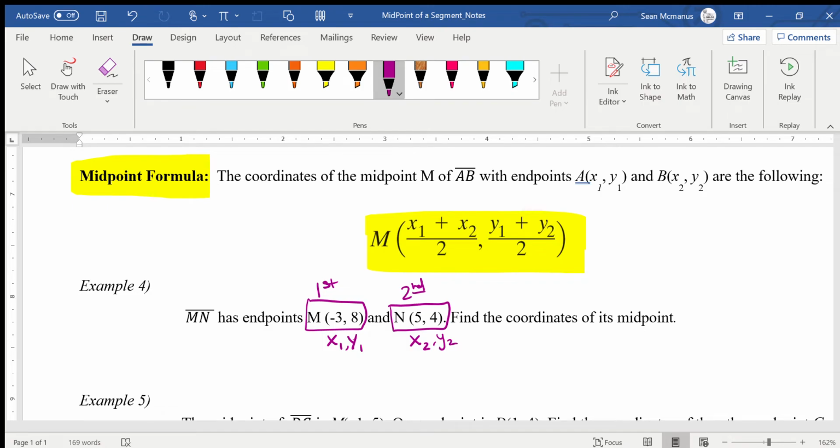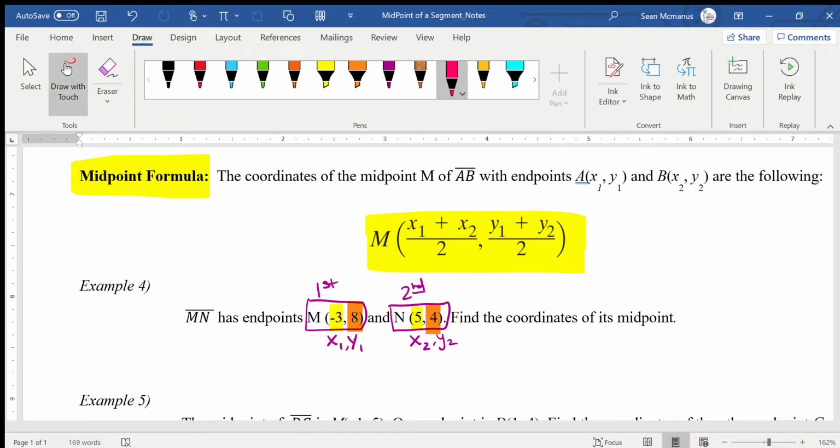So I'm just labeling my points, and now we're just going to use them in our formula up there. Really all we're going to do is we're going to take the two x's and we're going to add them up and divide by 2. Right? We're going to average them out. We're going to see what's the average x. If those are the two ends, what's in the middle? And then we're going to do the same thing with the y. We're going to take the 8 and the 4, and we're going to add them up and divide by 2.